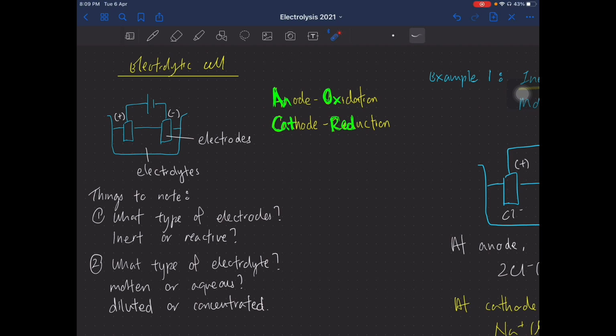Second question we ask ourselves is, what is the type of electrolyte that we are using? Are we using molten substance or are we using aqueous substance? Because each of them will have different types of ions inside. Secondly, as an extension from this question, we also consider whether it is a diluted solution or a concentrated solution if it is aqueous to begin with. Because if it's concentrated, something might happen at the anode that is unexpected when it's diluted.